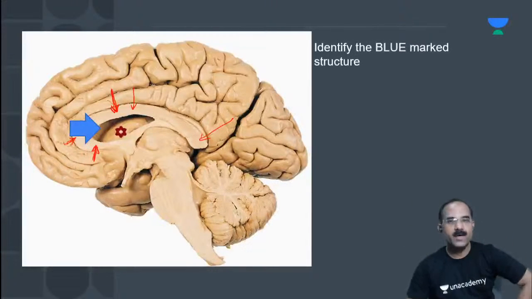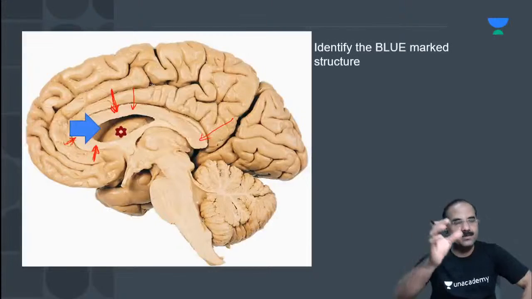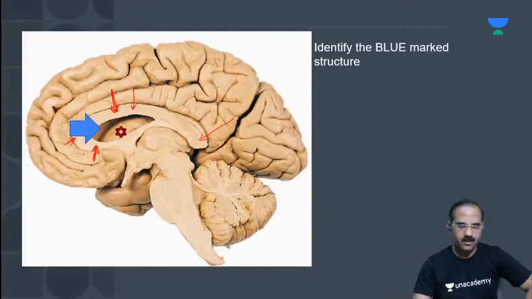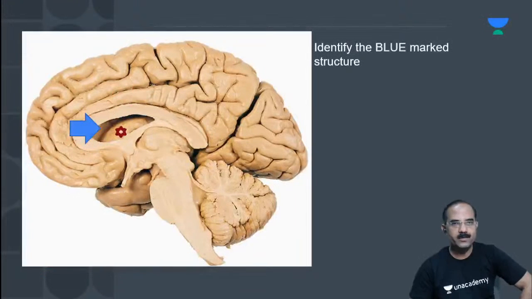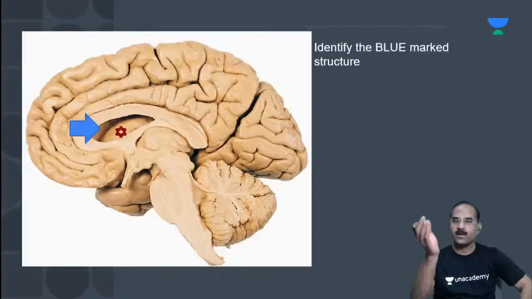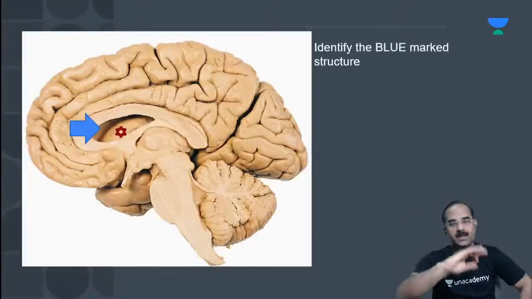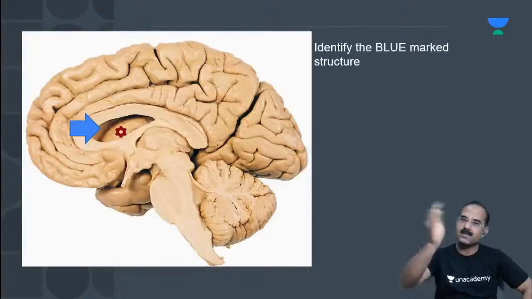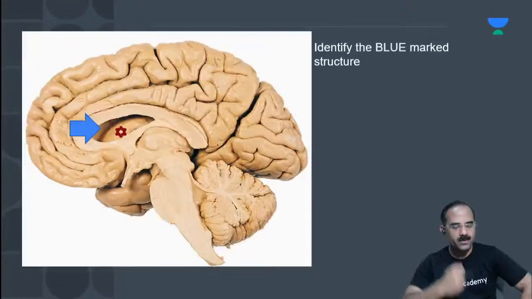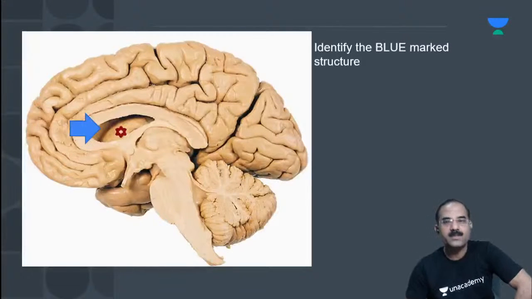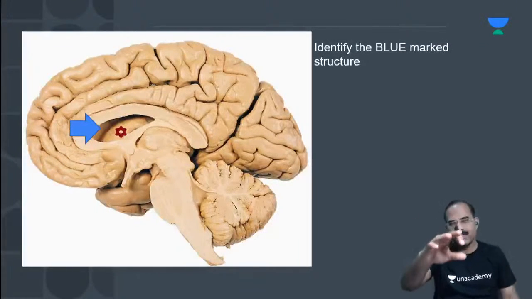What are the types of fibers? The corpus callosum is a white fiber tract. It connects similar areas in the opposite hemispheres. What do you call this? Commissural fibers. Yes, very good. So the corpus callosum is an example of commissural fibers. I'll come to the pointed structure later.